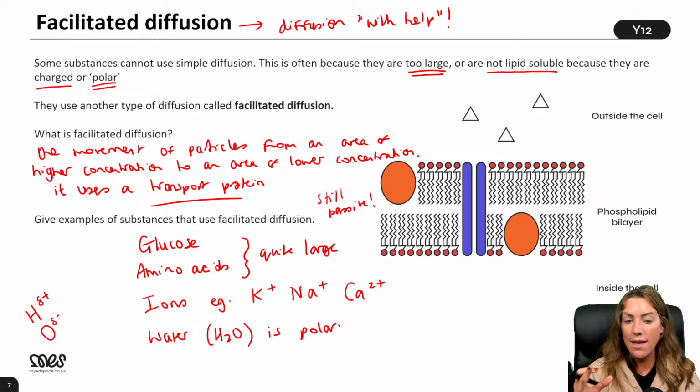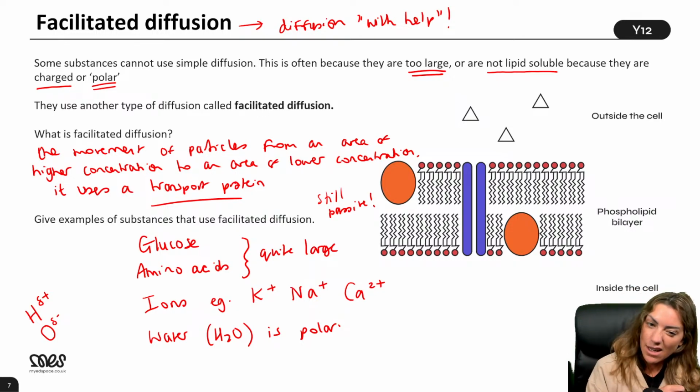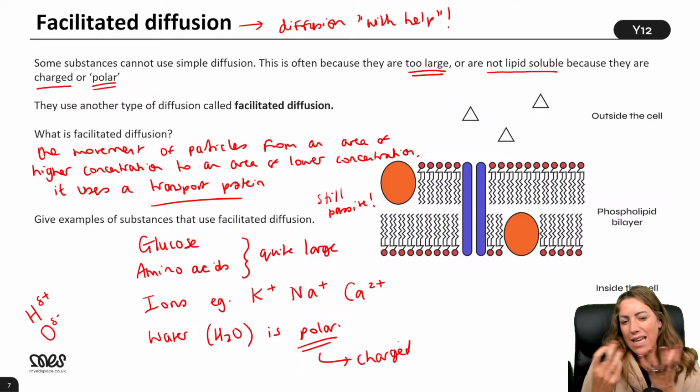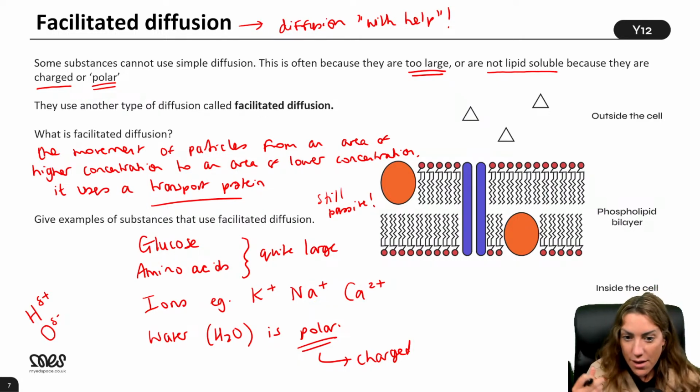Water is a bit of an odd one. It can use facilitated diffusion and it can use simple diffusion. It is polar, so it does have a charge. It has two opposite charges. Polar is basically charged. Water has two opposite charges. It has the slight positivity of the hydrogen and the slight negativity of the oxygen.